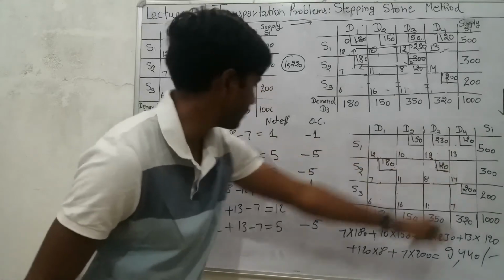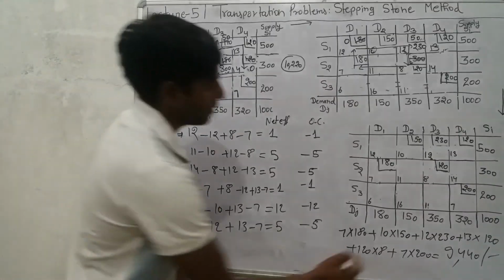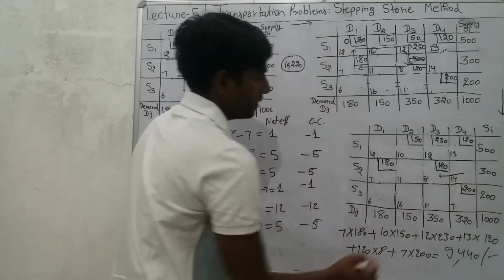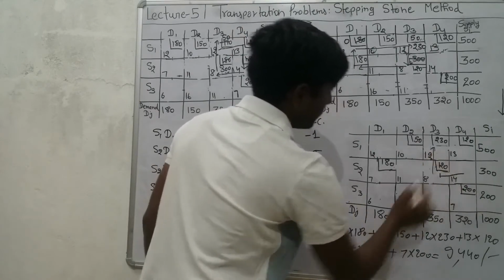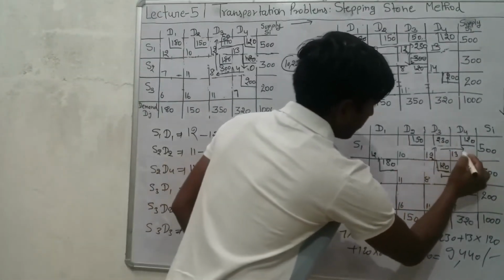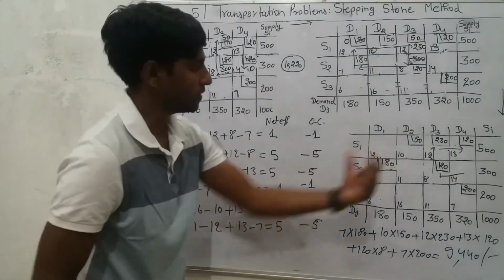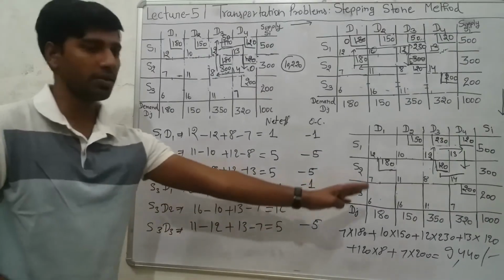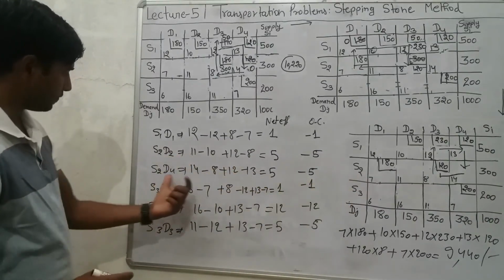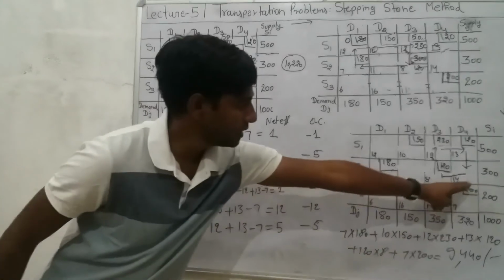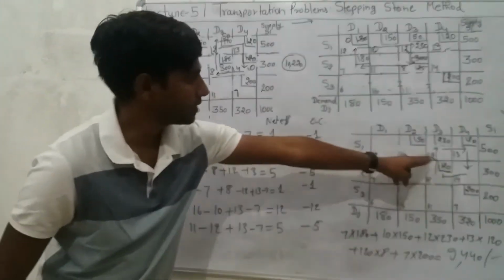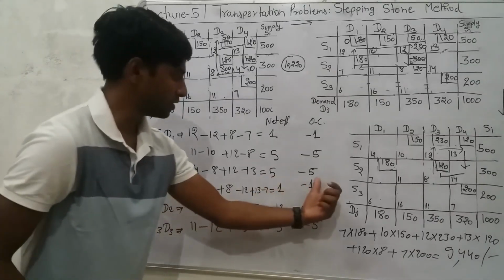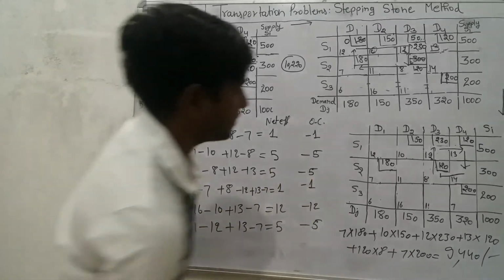So for this cell we are calculating opportunity cost S2D4. So what would be the closed loop for this cell? Move horizontally to this cell, then go vertically to this cell, again go vertically to S1D4, and then come back to the empty cell. So in this way we formulated a closed loop. So how would we calculate the opportunity cost? 14 plus minus 8 plus 12 and minus 13, that is equal to 5. So net effect is 5 and the opportunity cost would be minus 5.